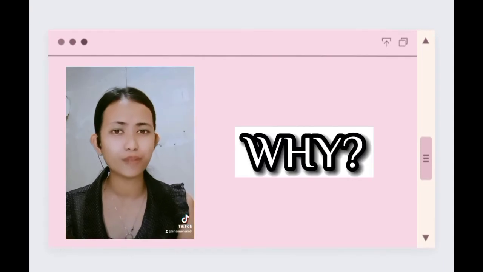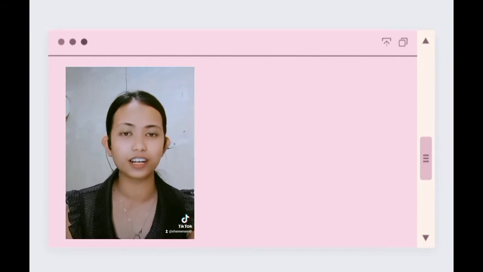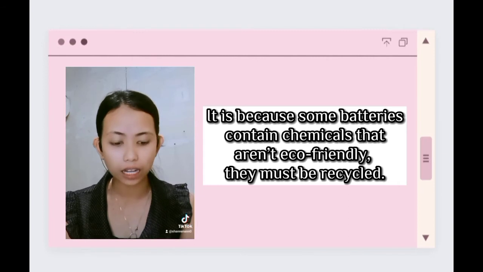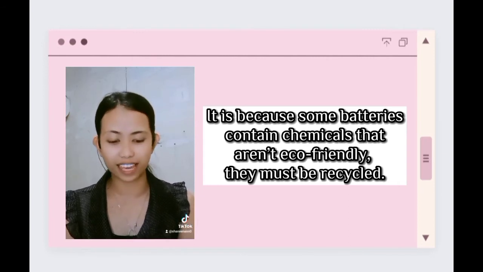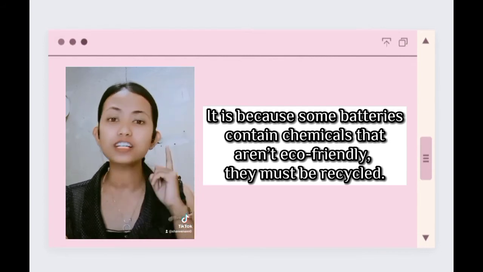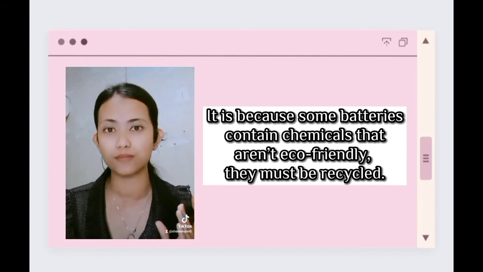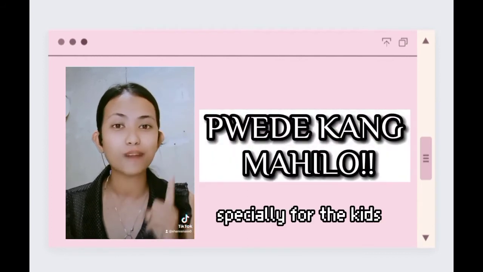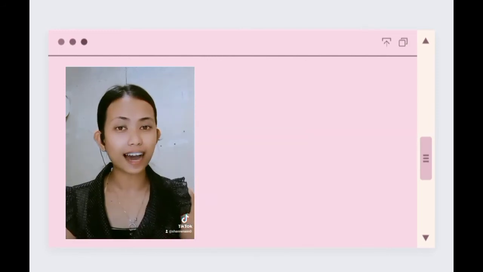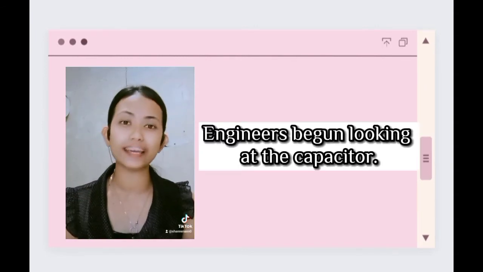So why do people discard the battery if it is not useful anymore? It is because some batteries contain chemicals that aren't eco-friendly. They must be recycled because if you keep holding it even when it is not useful anymore, you can get sick. You will be poisoned. So with that, in many cases, engineers began looking at the capacitor.